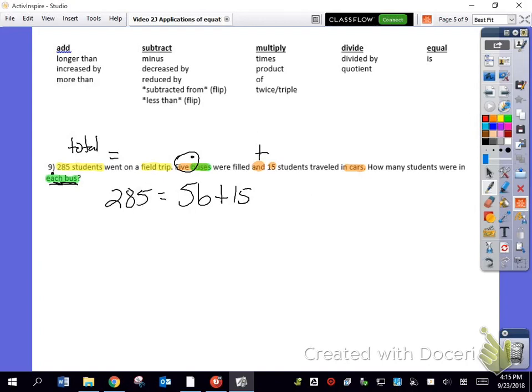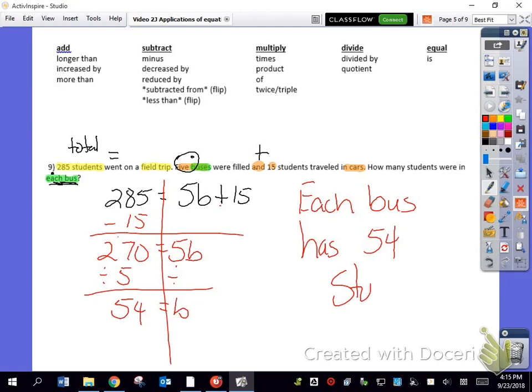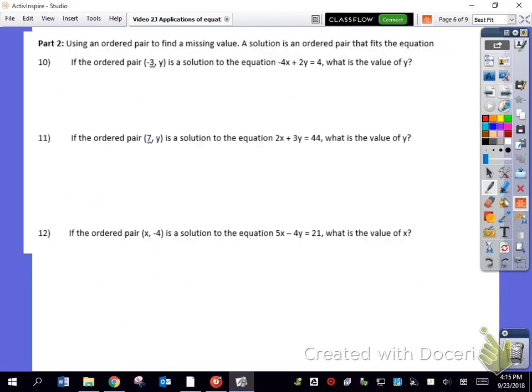So now we are going to solve. The opposite of adding 15 is to subtract 15. So 270 equals 5b. The opposite of multiplying by 5 is to divide by 5. So 270 divided by 5 is 54. So that means each bus has 54 students. 54 students ride on one bus. Okay, so each one has 54.